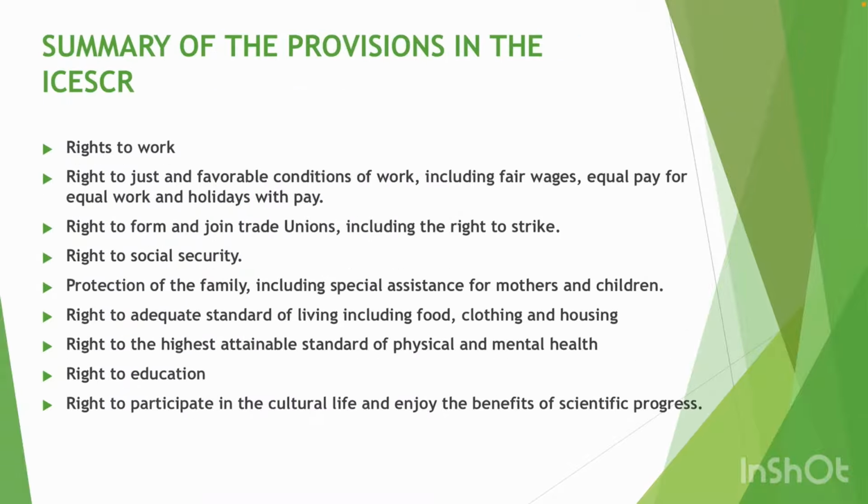Summary of the provisions in the ICESCR. Right to work, right to just and favorable conditions of work, including fair wages, equal pay for equal work, and holidays with pay. Right to form and join trade unions, including the right to strike. Right to social security, protection of the family, including special assistance for mothers and children, right to adequate standard of living, including food, clothing, and housing, right to the highest attainable standard of physical and mental health, right to education, right to participate in the cultural life and enjoy the benefits of scientific progress. So this is the summary of the provisions in the International Covenant on Economic, Social, and Cultural Rights.